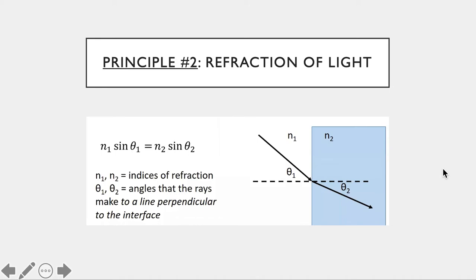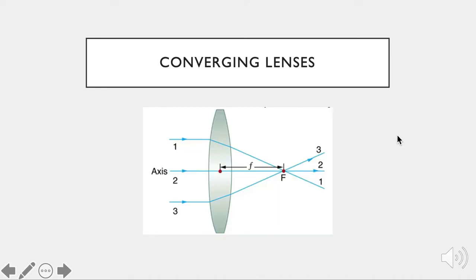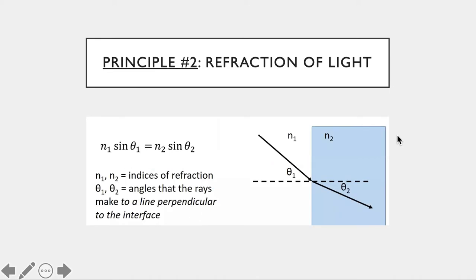Principle number 2 is the refraction of light. This shows how light bends when it enters a medium with a different index of refraction. So for example, this blue box here has a different index of refraction than where the light is coming from over here in the white area.